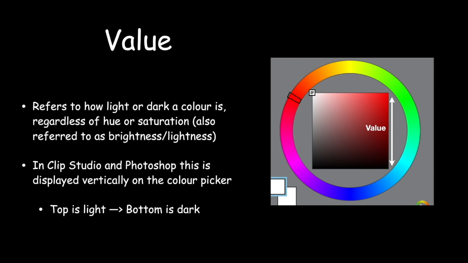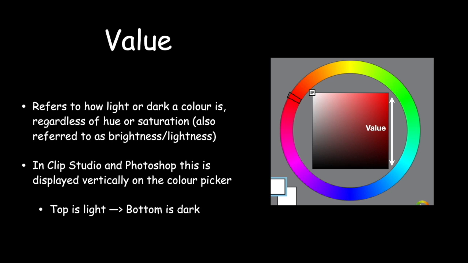Now let's get into value. Value refers to how light or dark a color is, regardless of hue or saturation. In Clip Studio and Photoshop, it is displayed vertically on the color picker. Sometimes value is also referred to as brightness or lightness. Especially looking at Photoshop, I think it is referred to as lightness. But when you're looking at the color picker, the top is light and the bottom is dark. And like I said, this is regardless of saturation.